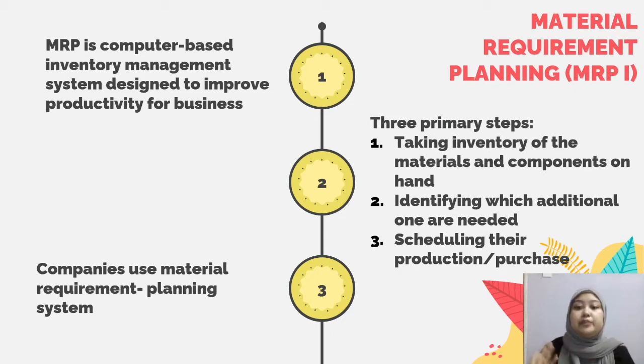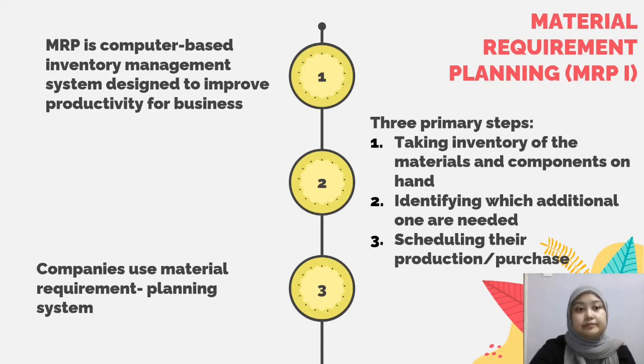Okay, they have three primary steps. First is taking inventory of the materials and components on hand. Next is identifying which additional ones are needed. And lastly, scheduling their production or purchases. Okay, companies use MRP to estimate the quantities of the raw material and schedule their deliveries.